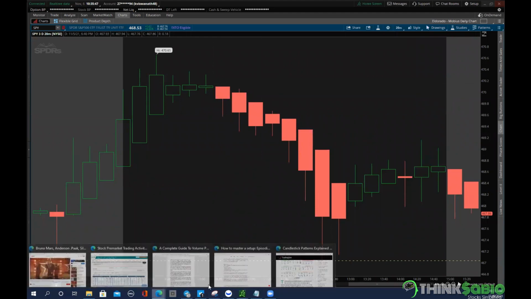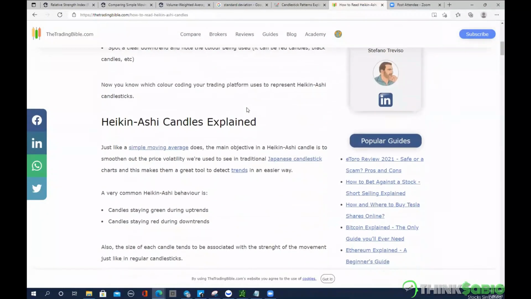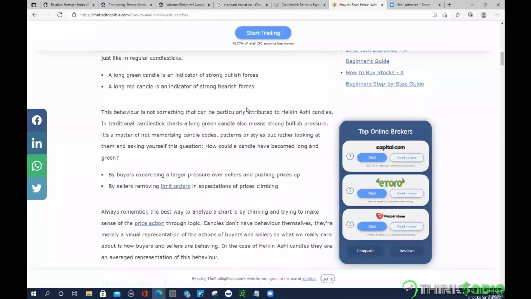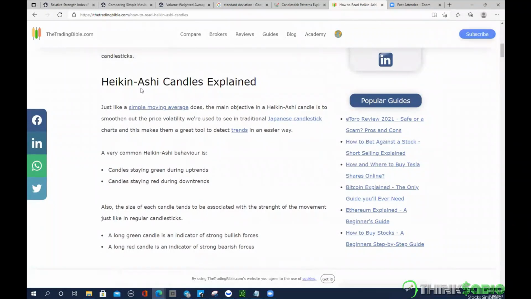Good question. And for you, I have a page that explains how it does. And then I think there is a formula somewhere here. If not, then Investopedia has the formula. So, Heikin Ashi candle explained, just like a simple moving average. Moving average is the next topic, we will get there. Basically, what it does is it averages and smoothens the price volatility, using the traditional ways, and it basically shows us the trend.